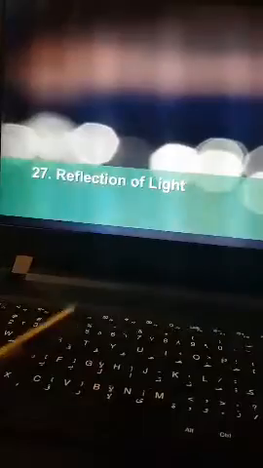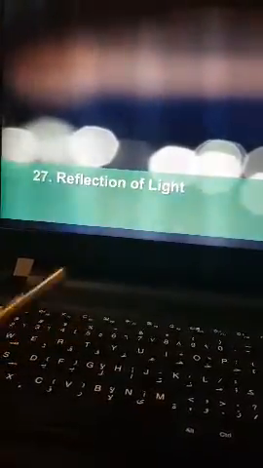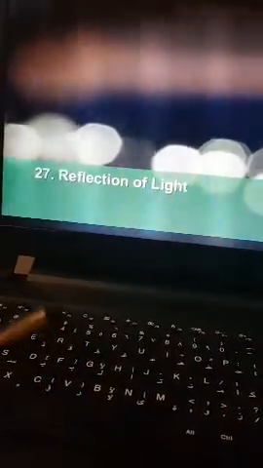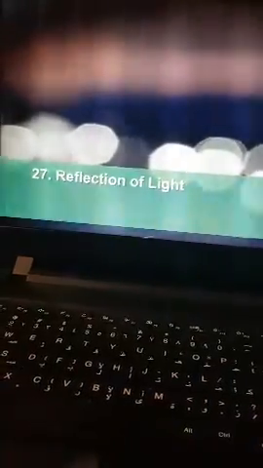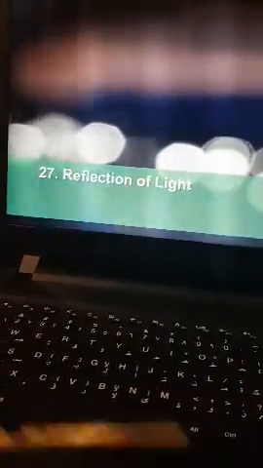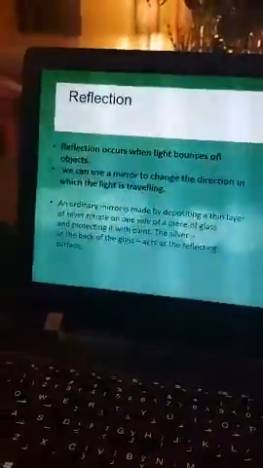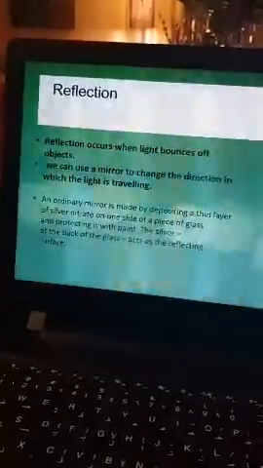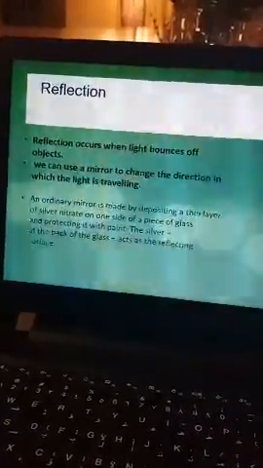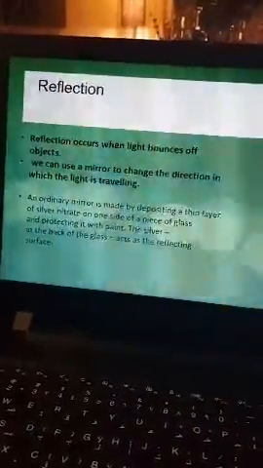Today we are going to start with chapter 27, Reflection of Light. We talked before about reflection in chapter 25 in the properties of waves. Today we want to study reflection with more details. First of all, what's the meaning of reflection? Reflection occurs when light bounces off objects or surfaces.